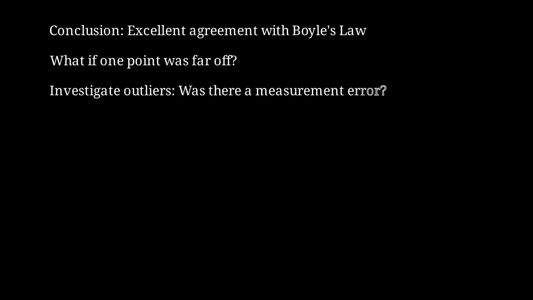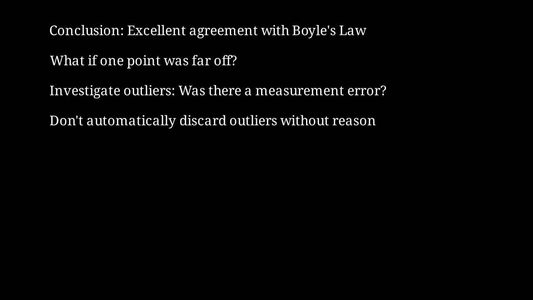But what if trial 3 gave PV equals 3.2 instead? That's 30% higher than the others. This is called an outlier. When you see an outlier, investigate. Go back to your lab notebook. Was there something unusual about that trial? Did you record the wrong number? Was the temperature different? Don't automatically discard outliers without good reason. Sometimes outliers reveal real physics. Maybe the gas started to liquefy at high pressure.